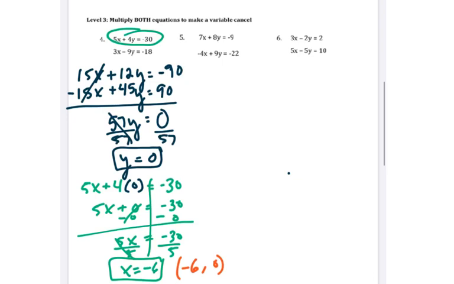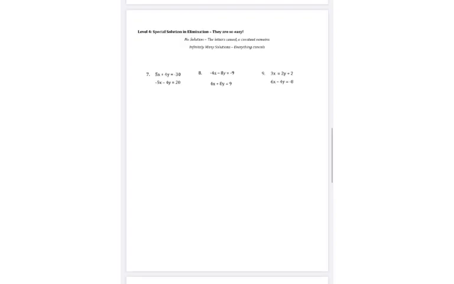So go ahead and try numbers 5 and 6. We need to eliminate a letter. In order to eliminate, I can multiply those times 4s, those times 7s, then my x's will match. They already have opposite signs, so they would be ready to eliminate. So try number 5 and number 6. Okay, when you're ready, go ahead and flip on over to number 7.